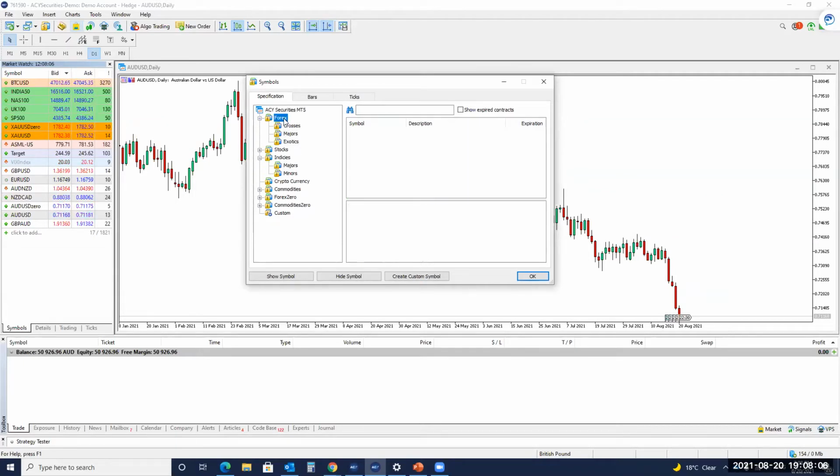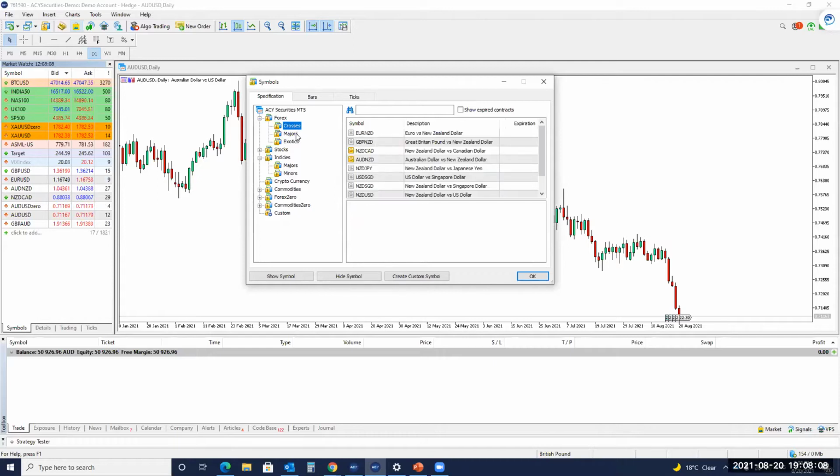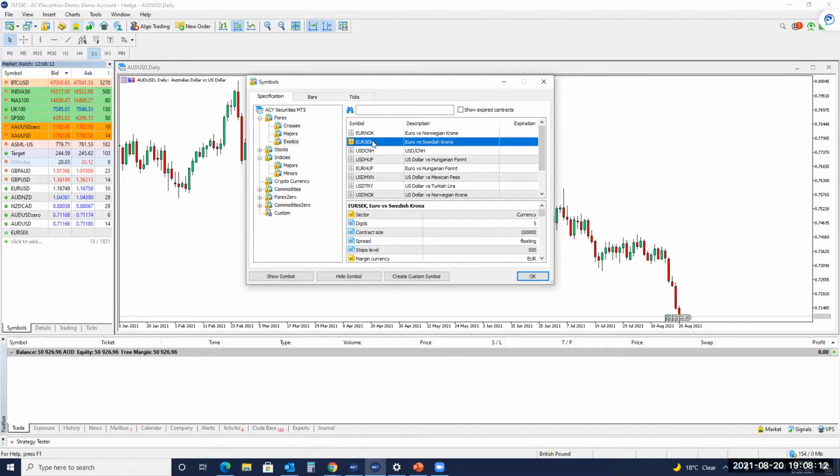So first things first, we have our Forex pairs. We have a series of crosses, majors, and exotics. If I was simply to double click on any of those, you can see it reflects straight into the watch list. EURSEC pops up straight away.